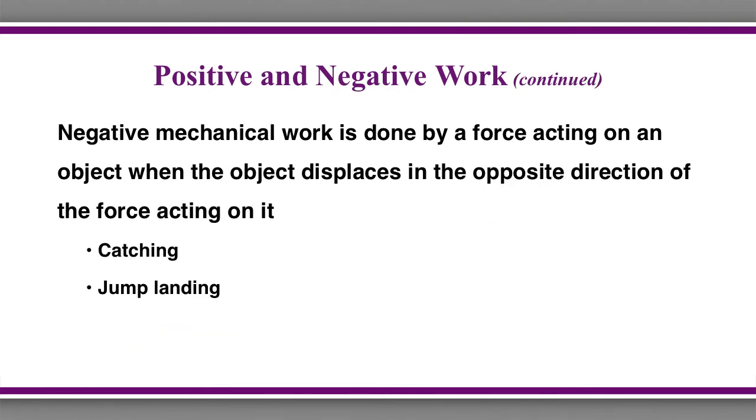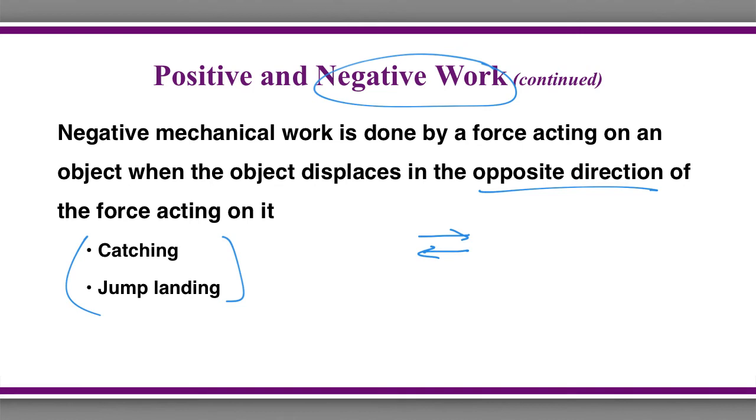However, if the object is being displaced in one direction and a force is applied in the opposite direction, then you are going to have negative work. Two examples of this would be catching a ball and a jump landing. If a ball is being thrown and is being displaced to the right, the force of catching the object is actually going to be in the opposite direction. Same with a jump landing. Your body is being displaced downward, but the ground itself is going to impart a force in the opposite direction.